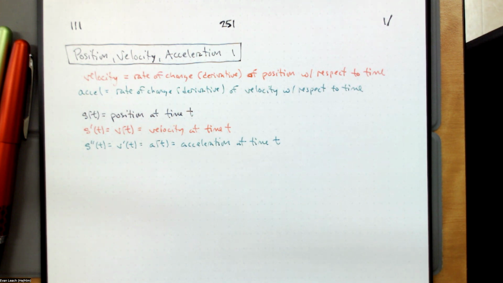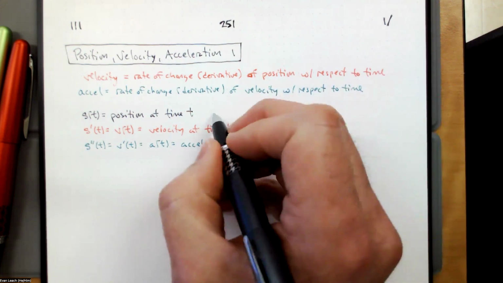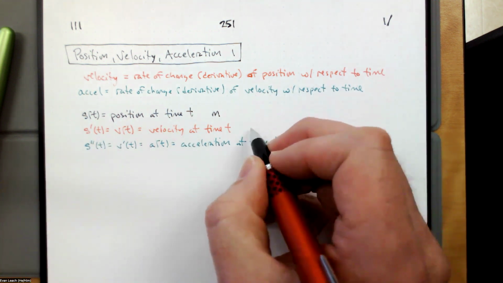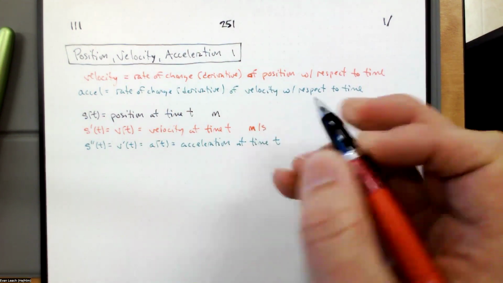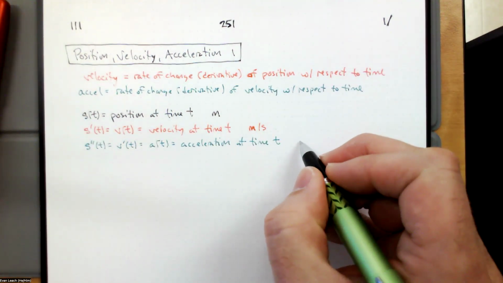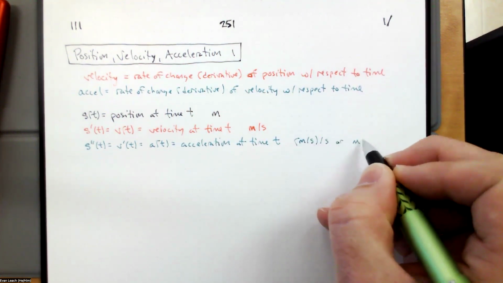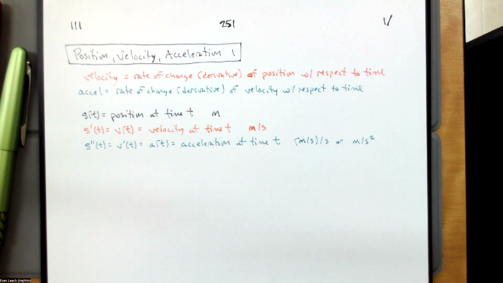From a unit standpoint, if we measure position in, say, meters, if t is in seconds, and s is in meters, then ds dt will be meters per second. Remember, the units of the derivative are the units of slope. So the units of velocity will be meters per second, and the units of acceleration will be meters per second per second, or meters per second squared. We usually simplify that to meters per second squared.